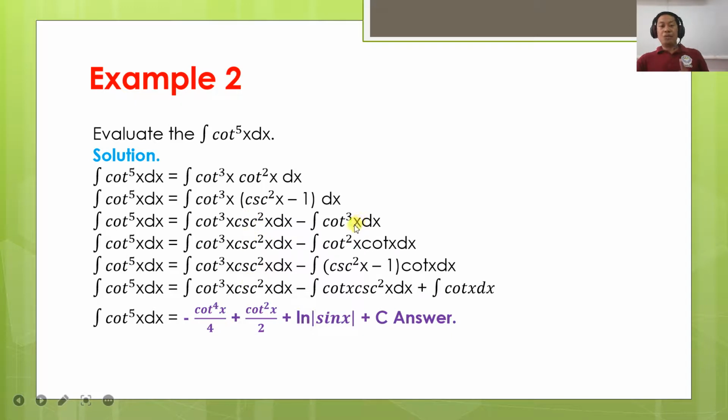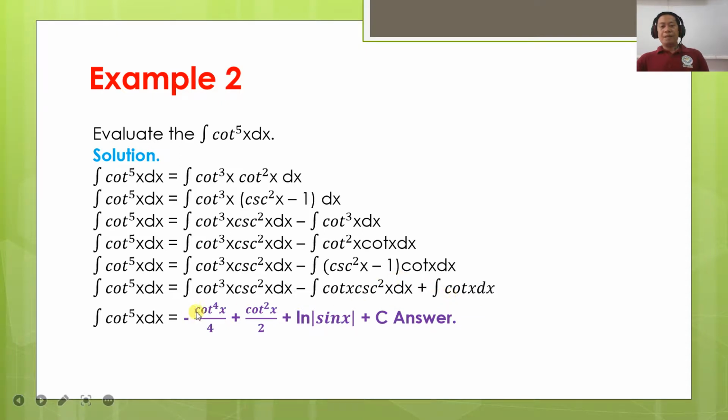Pero kumusta si cotangent cube? Again, isang cotangent squared po yung kailangan natin ilabas kasi wala pong integral yan. So ibig sabihin, pagdating po dito, meron tayong makukuha pang cotangent squared x, may matitira pang cotangent x dx, at yung cotangent squared x is merong identities na cosecant squared x minus 1 times cotangent x dx, then i-distribute ulit, paghiwalayin, we have now the integral of, unahin natin yung cotangent x, followed by cosecant squared x dx, we need to change the sign kasi may negative sign sa unahan, we have now the integral of cotangent x dx.